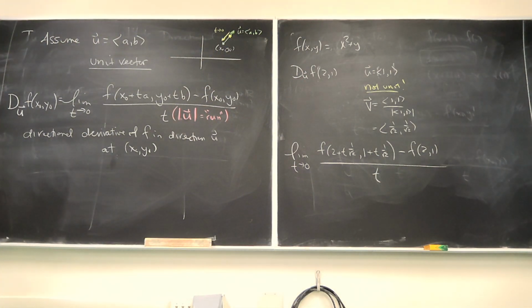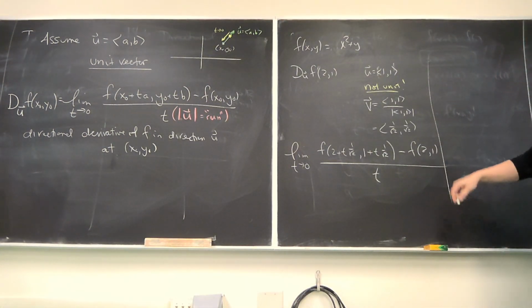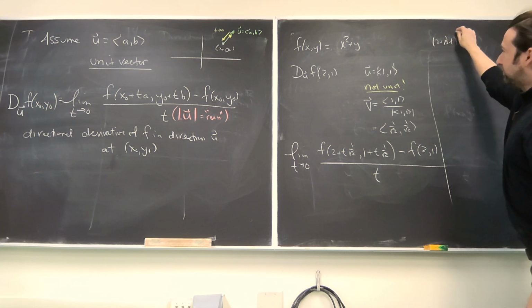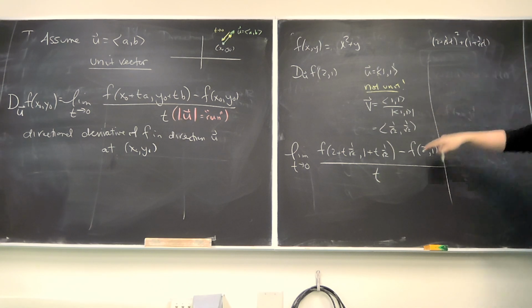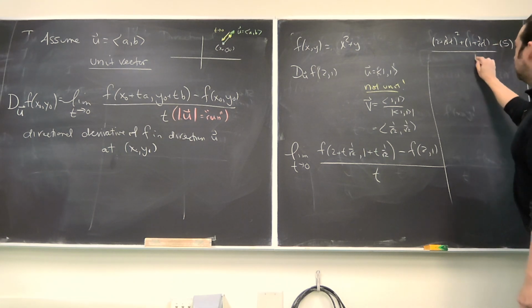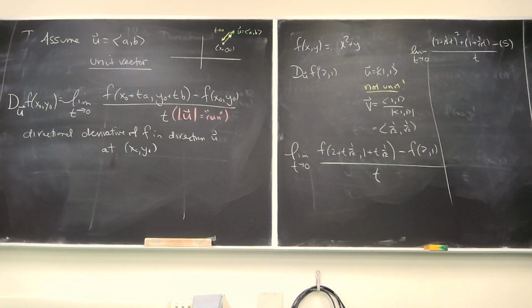Sure, it'd be nice if there was a computational formula, so I didn't have to immediately start doing these kinds of limit calculations. What is this even? Oh, it's going to be so bad. (2 plus 1 over root 2 t) all squared plus 1 over root 2 t. That's this function. Minus f of (2, 1). Well, that's 5. That's easy. All divided by t, and then take the limit as t goes to 0. And already probably you're thinking, there's got to be a better way to do this. Derivatives wouldn't be useful if I had to calculate them from the definition every single time.